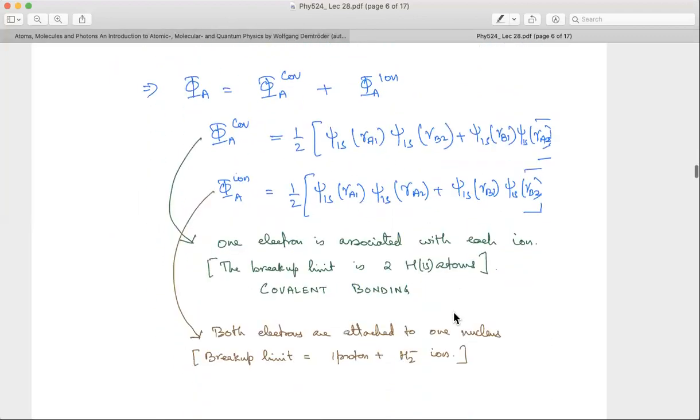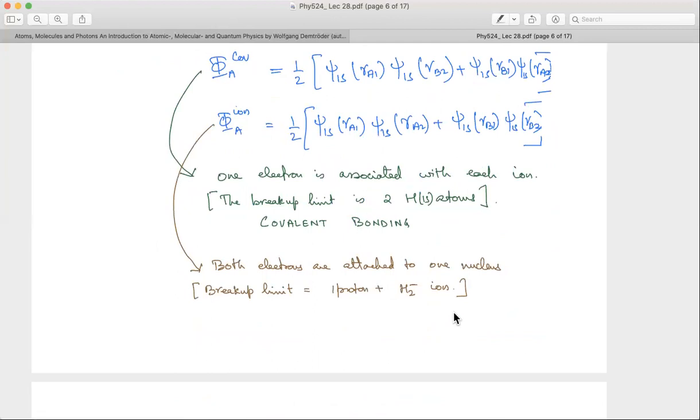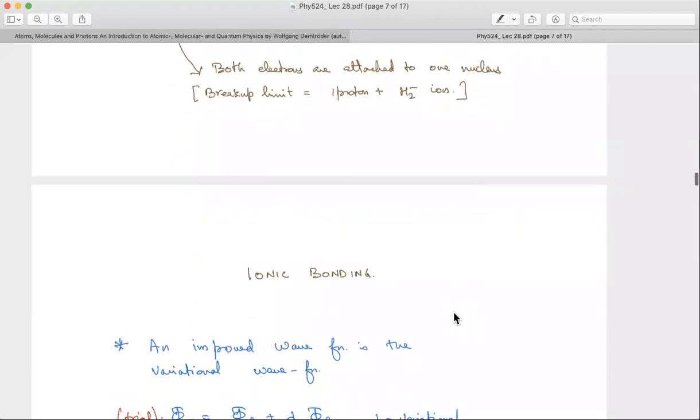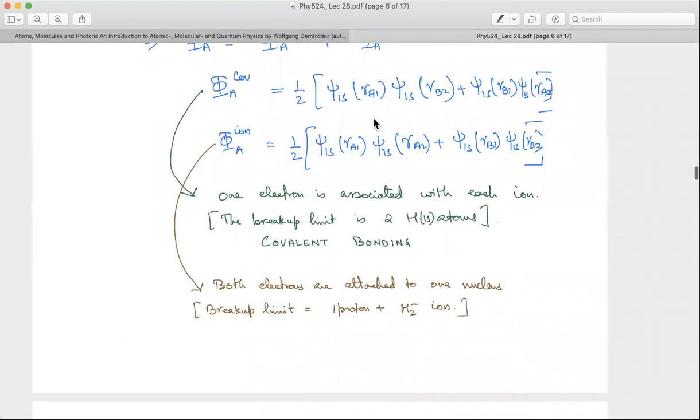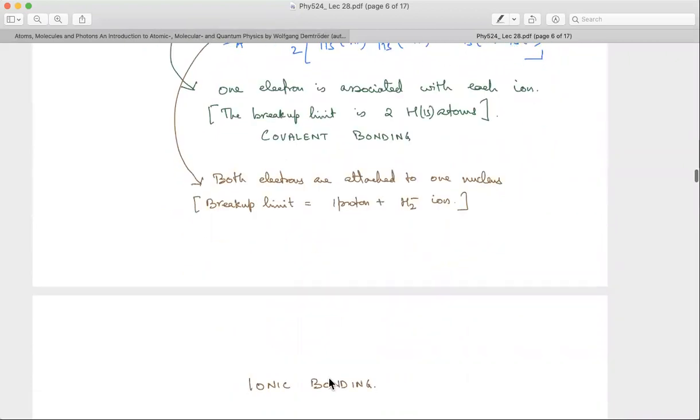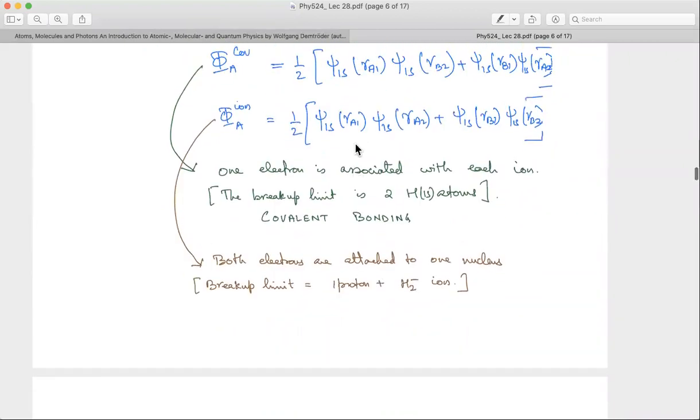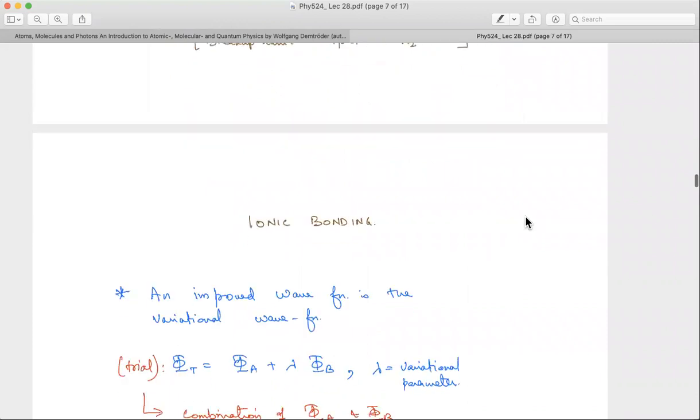So I've not done anything. I've just rewritten phi A to highlight that it can have ionic character and covalent character. This part of the wave function is associated with what is called ionic bonding. So covalent bonding and ionic bonding. In covalent, the electrons are equally shared: one electron there, one electron here. Equipartition of resources. In ionic, I'll take your resources also and still love you. So that is ionic bonding.